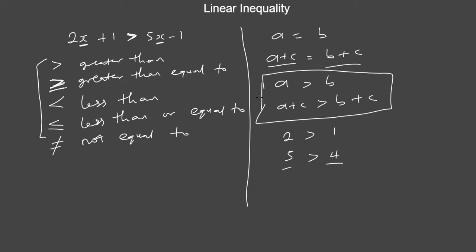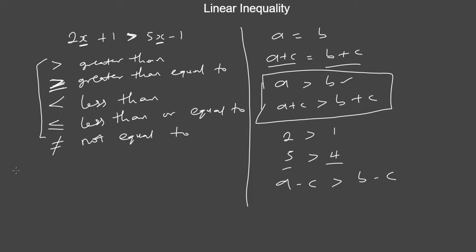Then the same thing goes for subtraction. If you subtract, you can subtract from both sides. If I say A minus C, it will still be greater than B minus C as long as this one stands true. Now, where we have a difference is this. When it comes to multiplication and division, that's where inequality differs from equation.